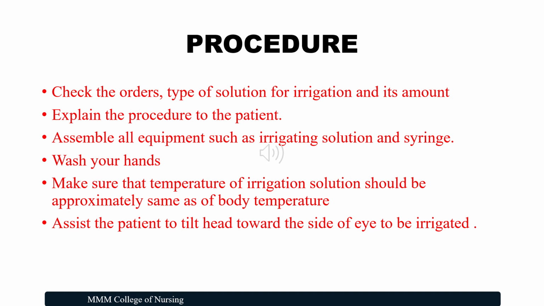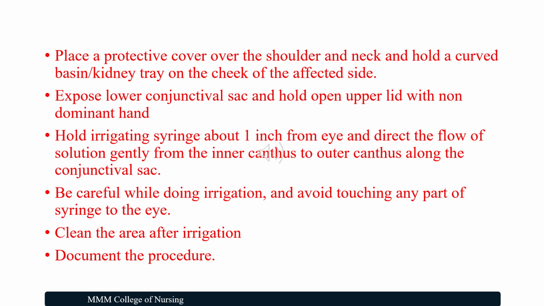Assist the patient to tilt the head towards the side of the eye to be irrigated. Why? Because if you tilt the head towards the side of the eye to be irrigated, then when pouring the solution, it can come out of the eye easily. Place a protective cover over the shoulder and neck and hold a curved basin, that is the kidney tray, on the cheek of the affected side. Expose only the lower conjunctival sac and hold the upper lid with the non-dominant hand.